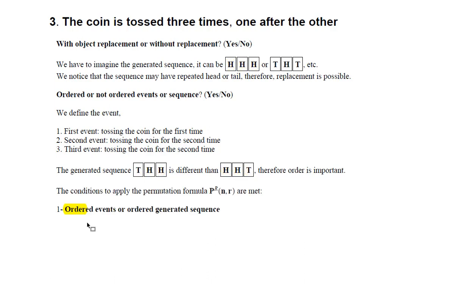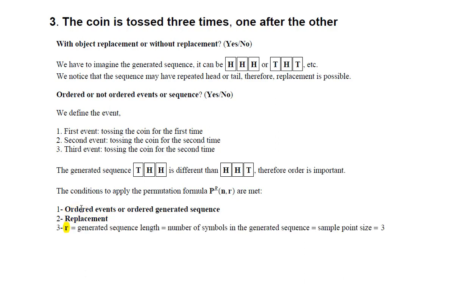So now we have the 2 conditions met, order and replacement, and the last thing we have to use to apply the permutation formula is R, which is the generated sequence length, or they call it sample point size, which is the number of letters here. How many letters do we have? 3, so the sample point size is 3, or the number of symbols in the generated sequence is 3.